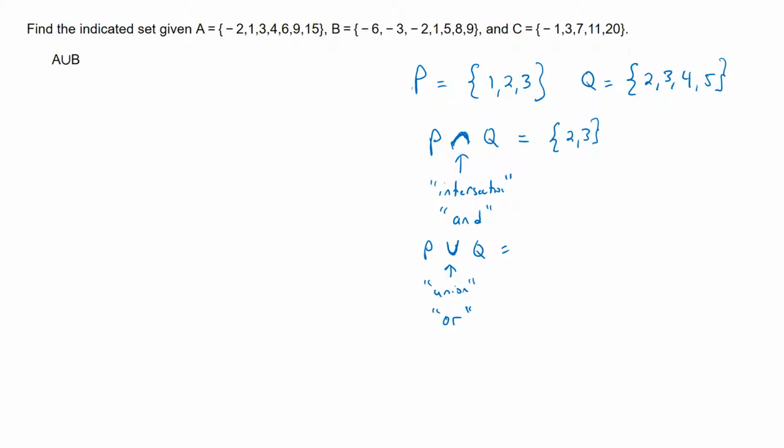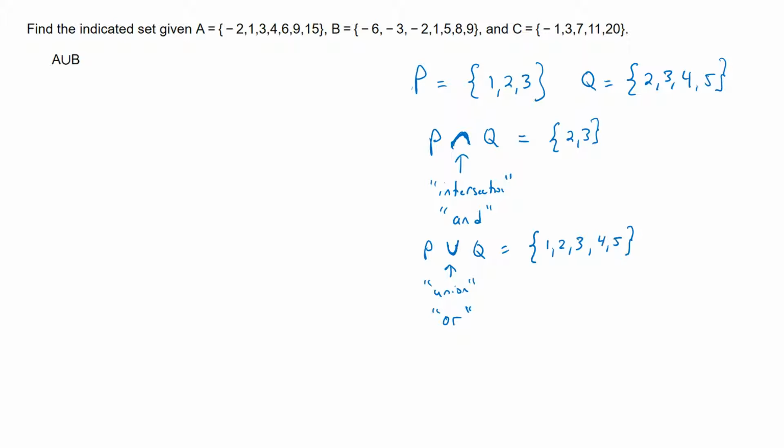In order to identify P union Q, we could just copy all the elements that are in P, and then we would also include any additional elements that are in Q. Q has 2 and 3, but I've already written them down, and so I would have 4 and 5. These are all the elements that are either in P or in Q. So again, intersection, the upside down U, means we want to identify the elements that are in both sets, both P and Q. And for the union, they can be in either one.